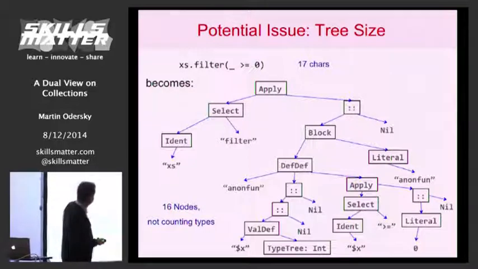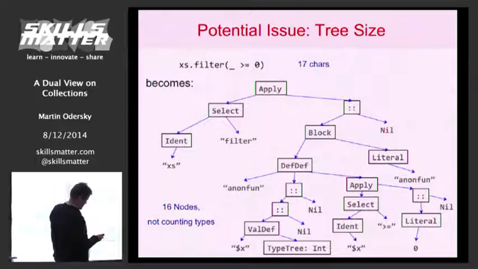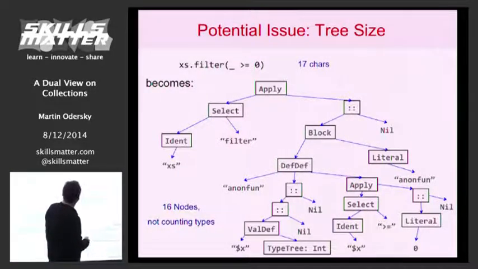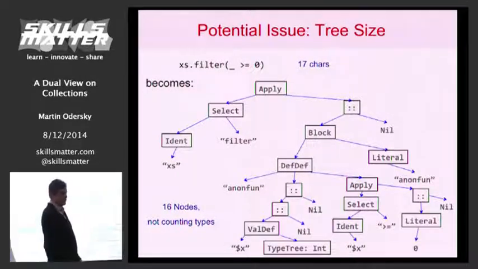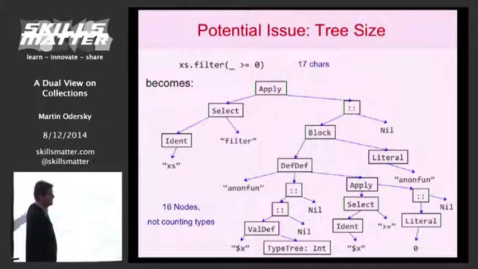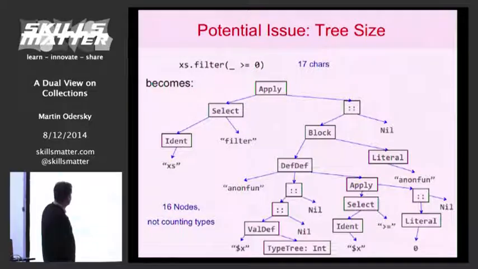So here's just, I amused myself to do just one example here. That's my source program, 17 characters, xs.filter(_ > 0). And that's the tree that results. So here I counted 16 nodes, not counting the types. So these are still untyped trees, so there are no types in the trees. If you want to count the types, it's even bigger.